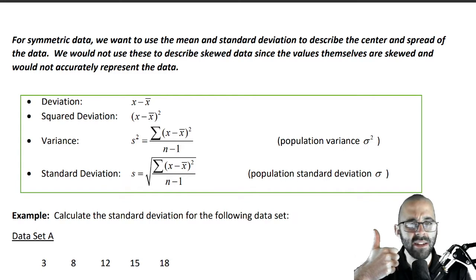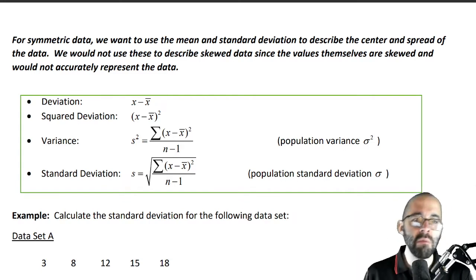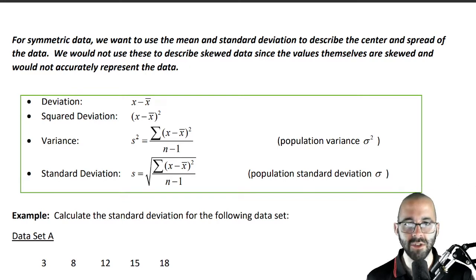We don't really use mean and standard deviation for asymmetric data, for skewed data. That's more median and interquartile range, IQR is what it's called. That's in a future video, okay? But otherwise, we do use standard deviation.